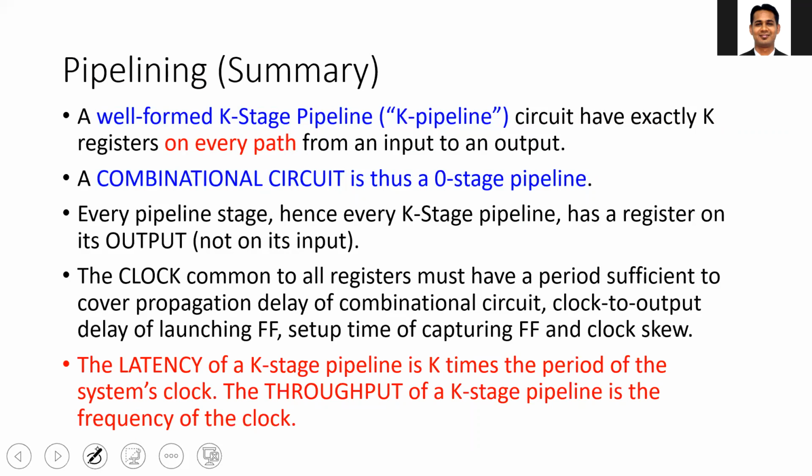For example, in the previous slide, the latency of the K-stage pipelining, which was 2-stage pipelining, was K times the period of the system clock. The period of the system clock was 25 units, so your latency is total 50 units.